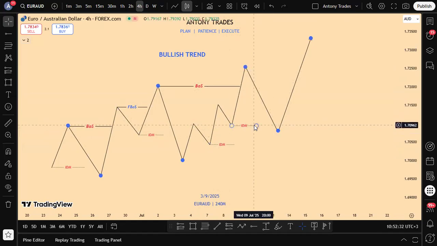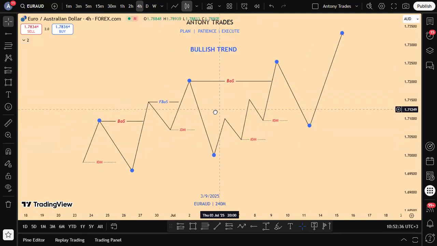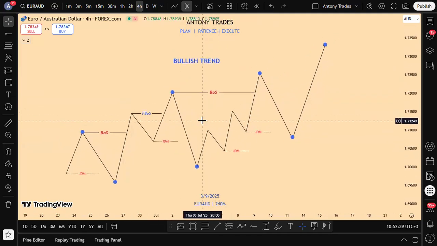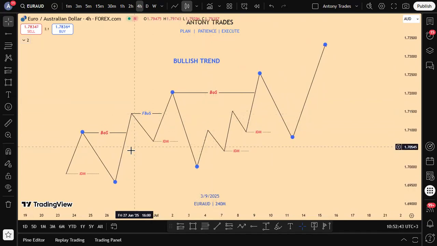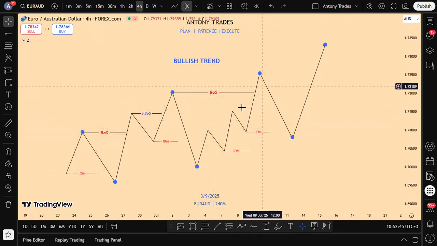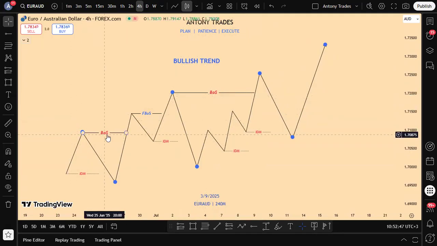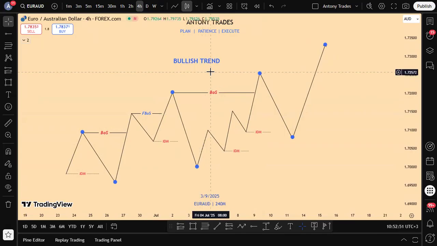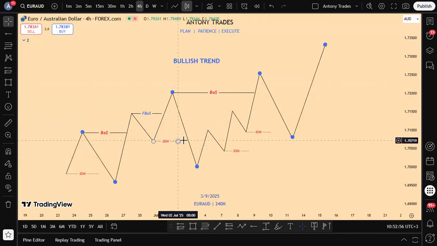So this is an example of minor inducement. This is an example of major inducement. I don't know whether you are getting the point, but I believe you have understood how I mark the valid breakup structure and also the breakup structure. That is a case of bullish trend. Now, the bearish trend is simply the opposite of this one.